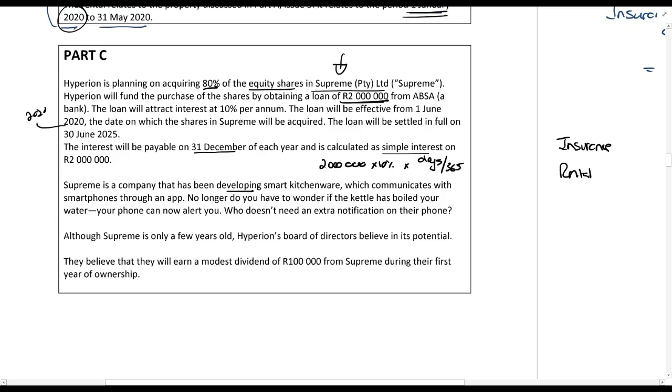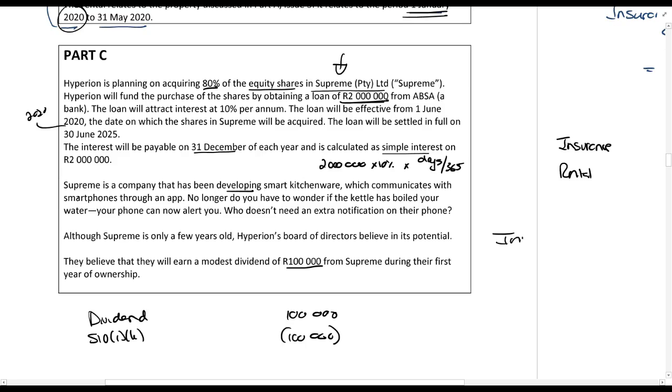So no longer do you have to wonder if your kettle has boiled, you can just check it on your phone. Although Supreme is only a few years old, Hyperion's board of directors believe in its potential. They believe that they will earn a modest dividend of 100,000 rands from Supreme during their first year of ownership. So dividend, 100,000 in, section 10(1)(k), 100,000 out. Obviously we don't look at it.